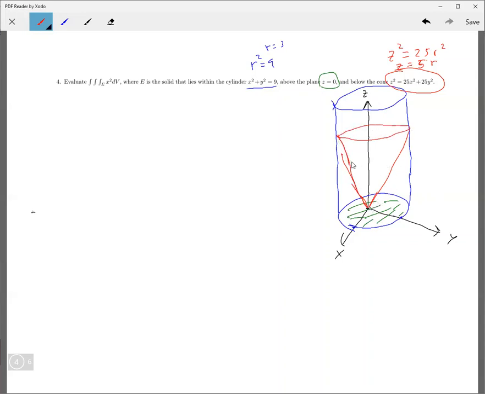Okay, so you have this cone inside the cylinder, and so the region is within the cylinder, above this plane, but below this cone. So your solid is right around here.